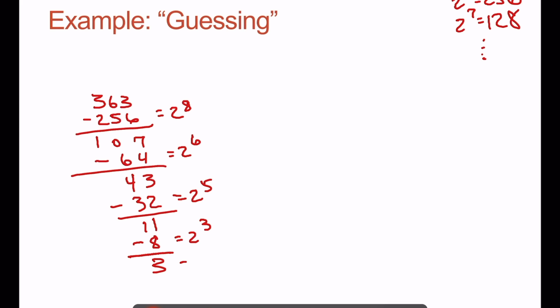3 is actually equal to 2 to the 1 plus 2 to the 0. I could have done the subtraction, but when I get down to something that's easy to write, I usually just write it down. Now I can write that as a number. 2 to the 8th is a 1, 2 to the 7th is 0, 2 to the 6th is 1, 2 to the 5th is 1, 2 to the 4th is 0, 2 to the 3rd is 1, 2 squared is 0, and 2 to the 1 is 1, and 2 to the 0 is 1. And that is the correct answer. Same as we got before.